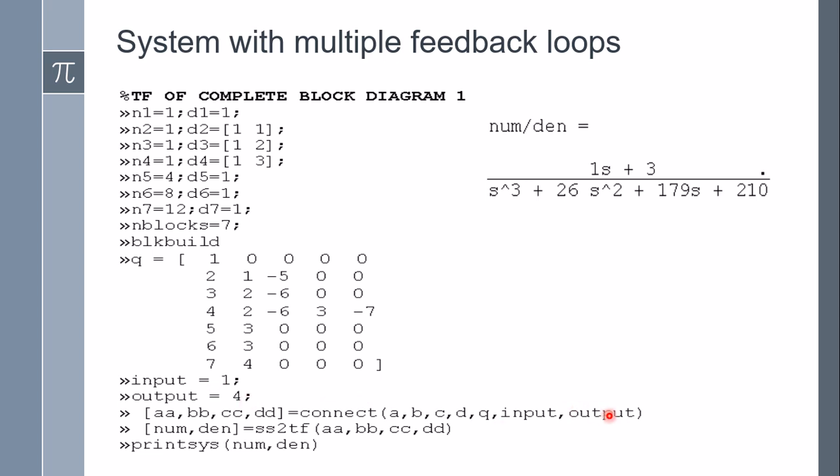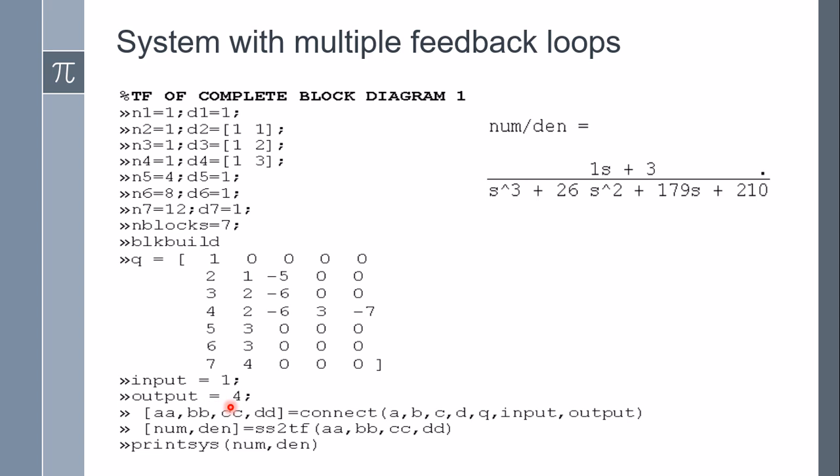And it will calculate the ABCD variables, that is, it will calculate the state space values of the system, or the state space matrix of the resultant system. So the resultant system will be a state space matrix like this.